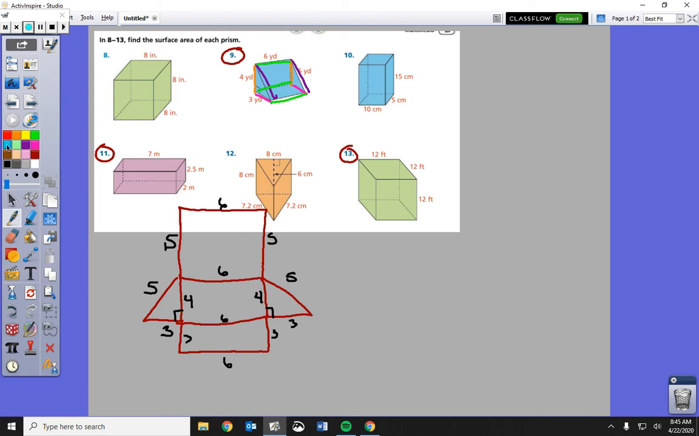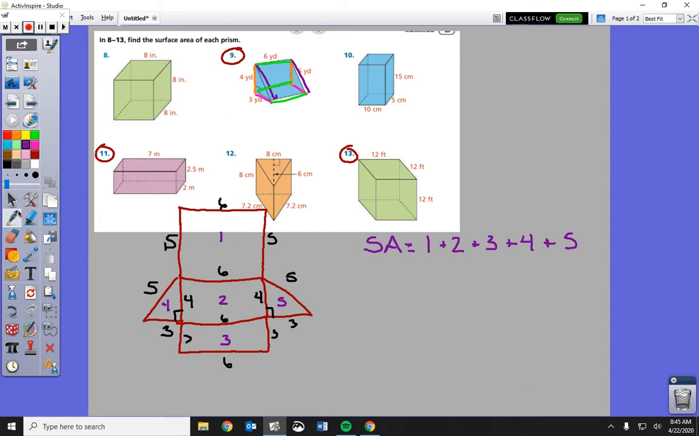Now, I'm going to go ahead and label these different faces. Face 1, face 2, face 3, face 4, and face 5. We're trying to find surface area. I'm going to put surface area equals. This may seem complex, but I'm going to walk you through this. It's going to be equal to the area of face 1, plus the area of face 2, plus the area of face 3, plus the area of face 4, plus the area of face 5.